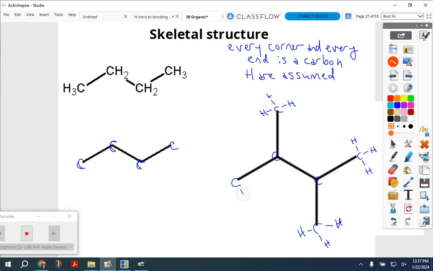And my hand is already getting tired, which is why organic chemists use this structural approach. Now, these middle carbons, do they have any hydrogens? And if so, how many? They each have 1. Okay.